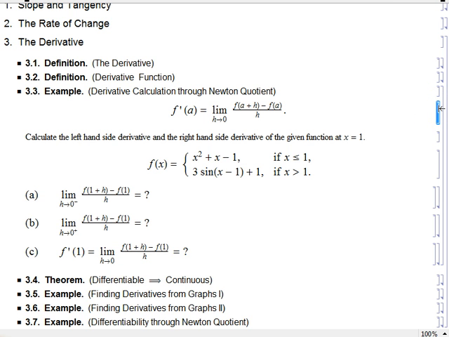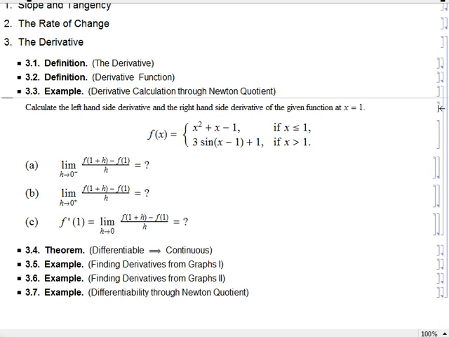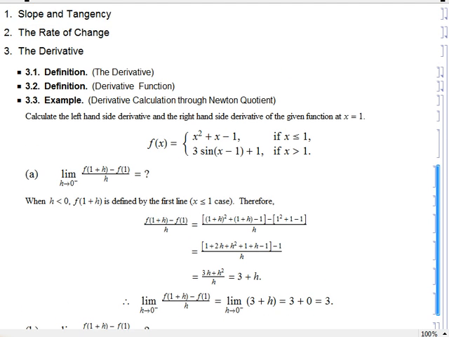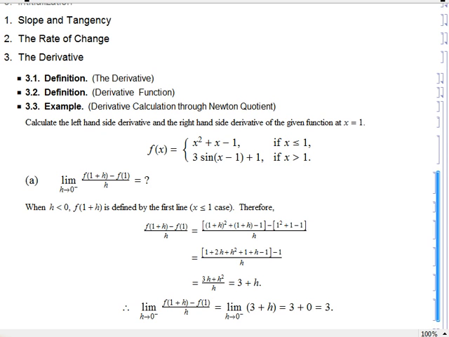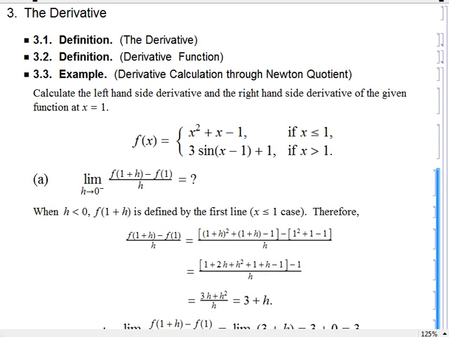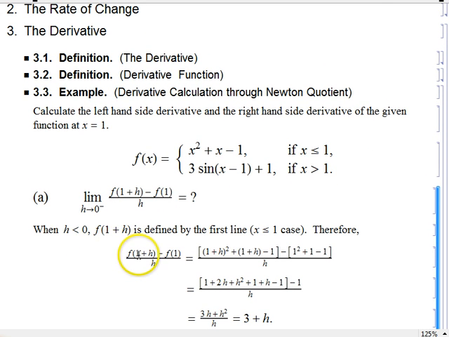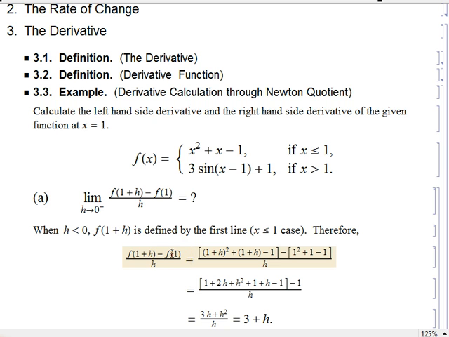Okay, here we go. Let's find the left-hand side slope, and we can do something like this. Looks like I'd better expand the font a little bit. I hope that's better. Okay, f of 1 plus h minus f of 1 over h. f of 1 plus h is basically the same as plugging 1 plus h in place of x in the definition. The problem is, which line do I use?